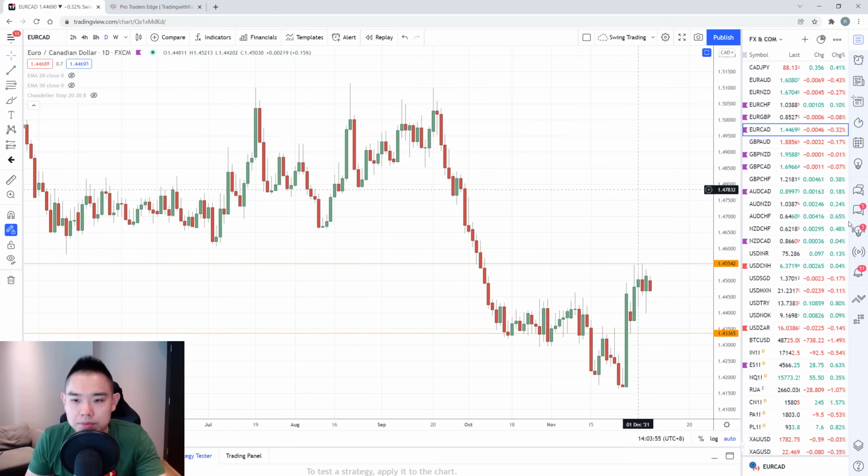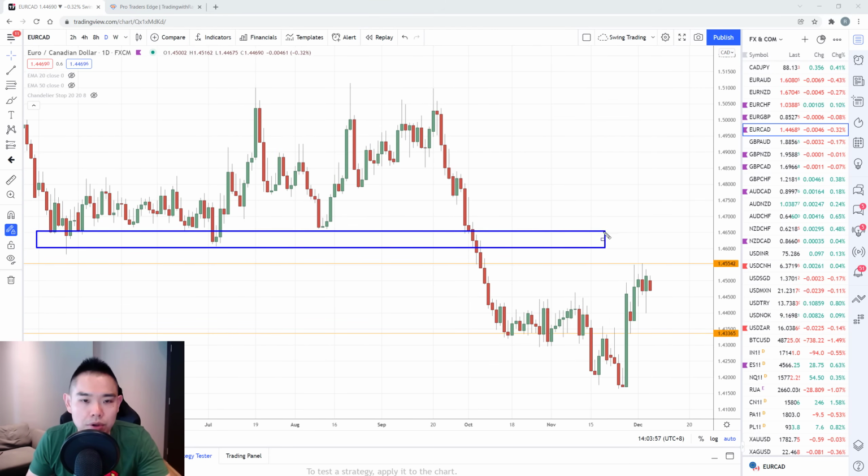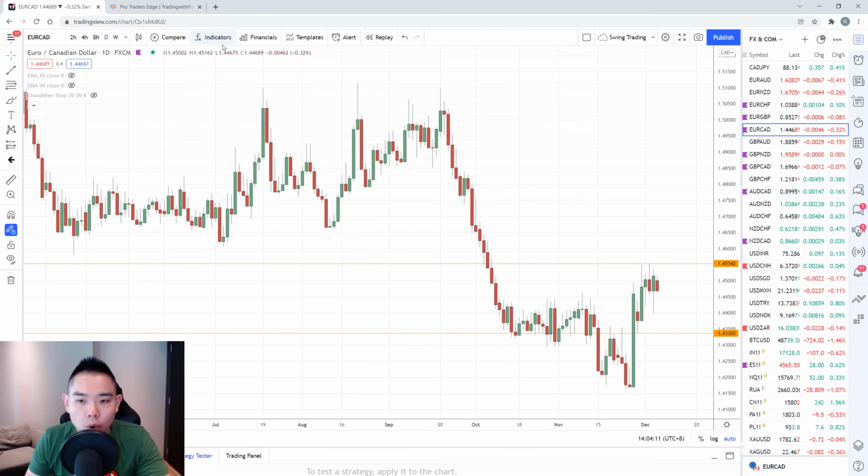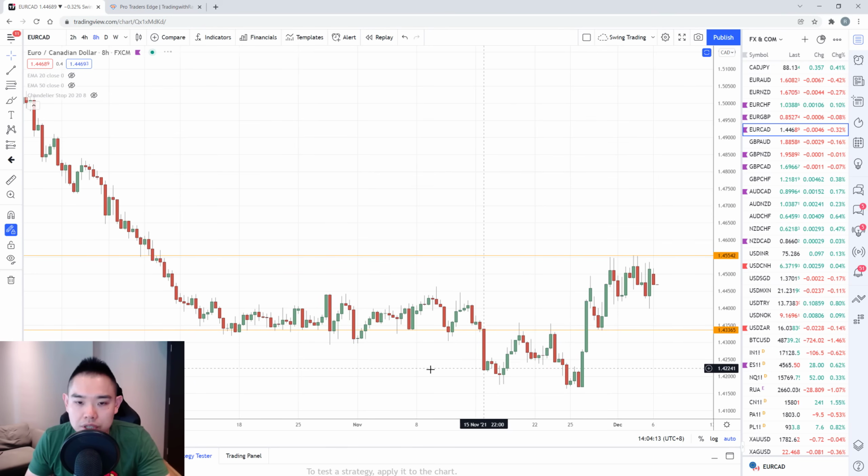You can see that overall this market is in a downtrend. Price has recently broken below this area of support, and it came back to retest, not quite this area, but this swing high over here. So why is this significant? Going down to the 8-hour time frame, let me illustrate.